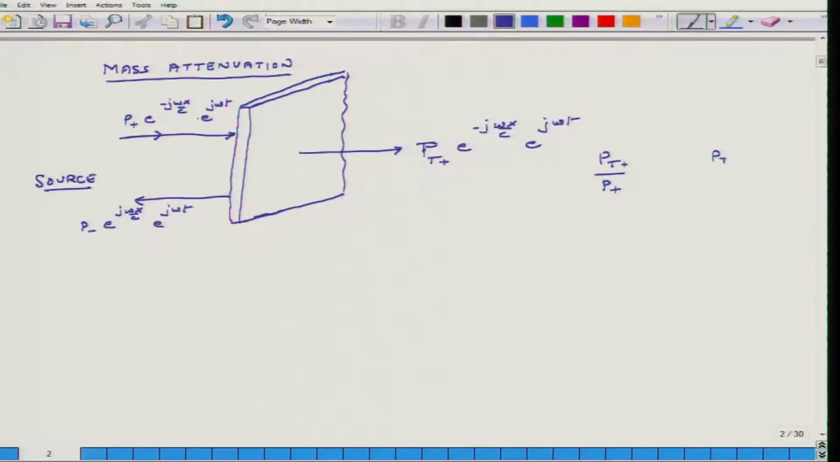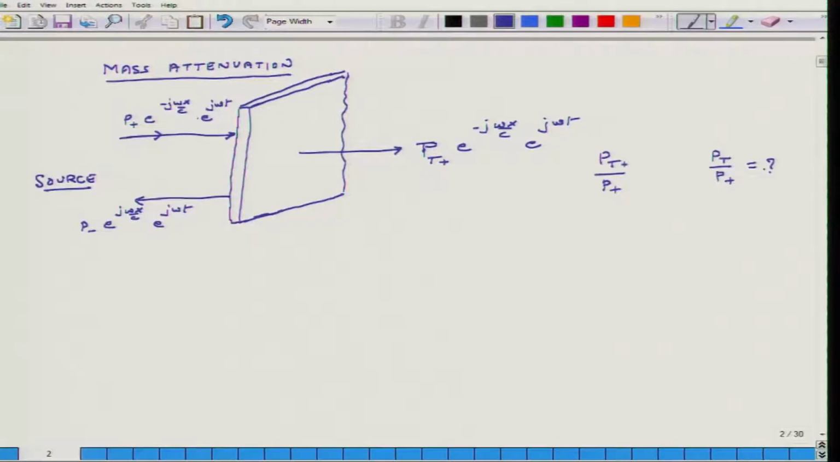So I will just say Pt over P plus. The assumption is that once the noise is transmitted, it is getting transmitted into an open field, and there is no reflecting wall. So on the transmitted side there are no reflections happening. So we want to find this ratio Pt over P plus.